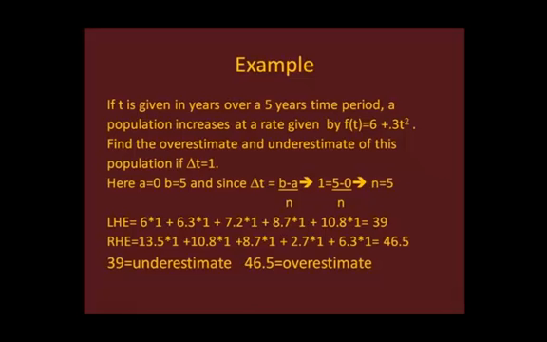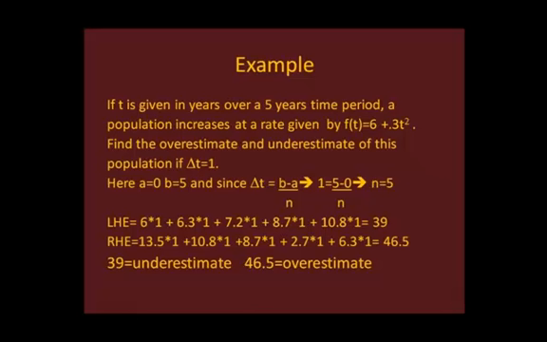We also want to look at a right-hand estimate. Again, when you do a right-hand estimate, you start on the right and you work your way backwards. So we start with the rightmost endpoint, which is 5. You plug that into your function to get your rate, and you'll get 13.5 times delta t, which is 1. Then you increment down by delta t, so the next one down is 4. You plug 4 into your function, you get 10.8 times delta t, which is 1. Then you plug in 3, which is 8.7 times 1. Then you plug in 2, you get 2.7 times 1.